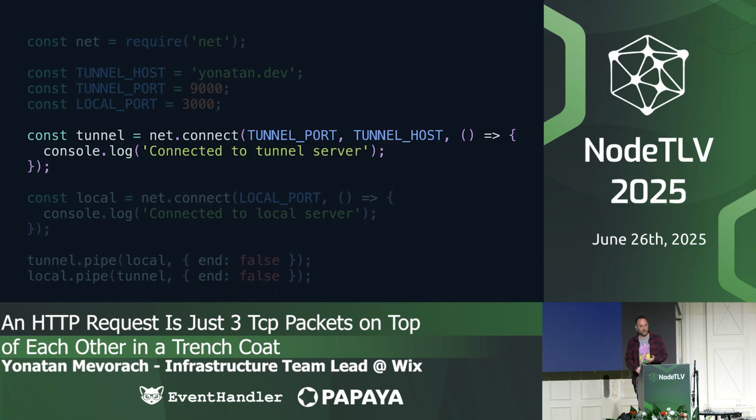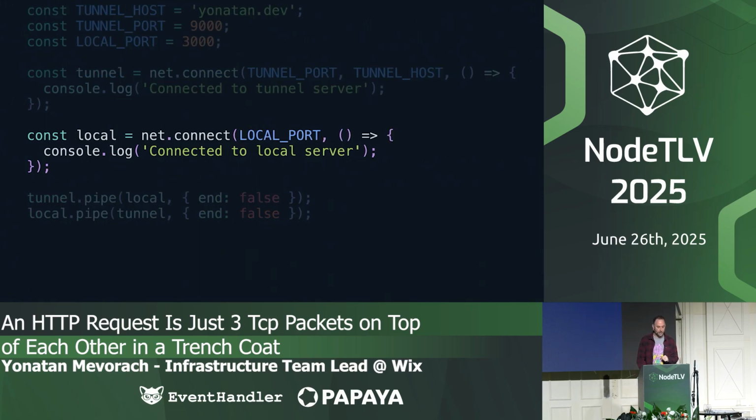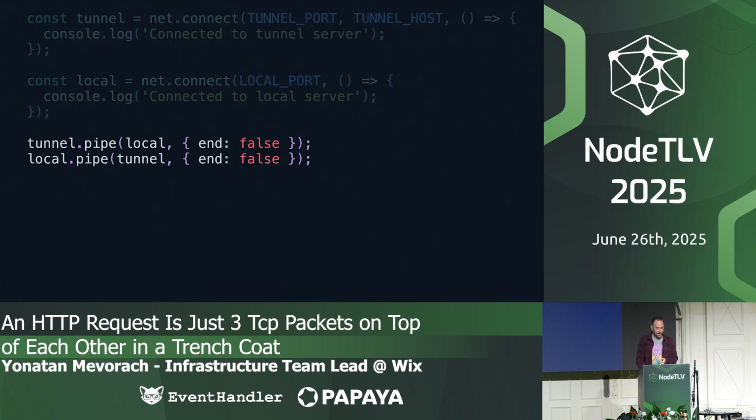So I'm creating two TCP connections. One is the tunnel connection to the public internet, and the other to the local HTTP server. But again, I don't need to deal with the fact that it's HTTP in any way. And then again, I'm using pipe, so piping the data from the tunnel to the local server and the response from the local server to the tunnel. And the reason that I'm doing end false here, that just means normally the out-of-the-box behavior that we get from pipe is that if one side closes the connection, we close our connection as well. And end false just means I'll do it myself.